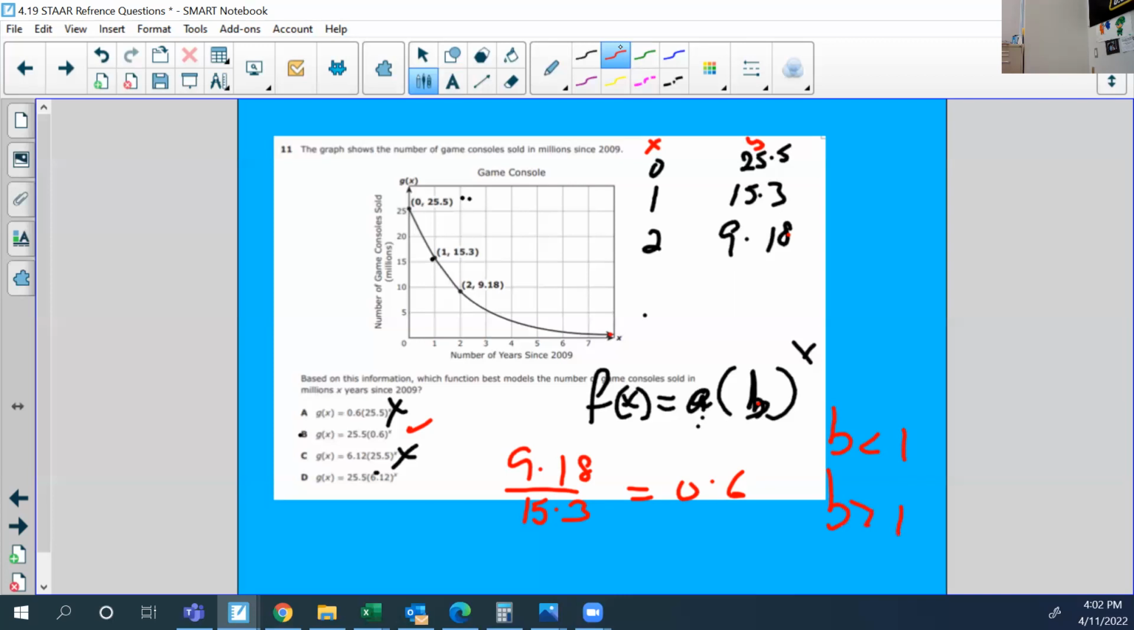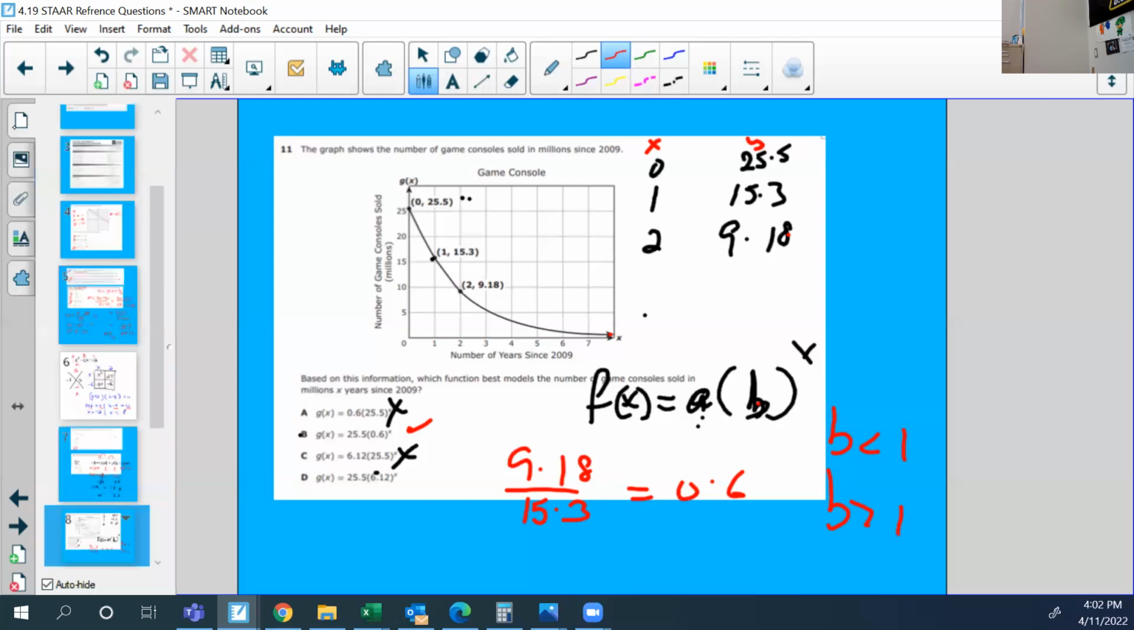All right. So without even doing any calculation, I can just look at the numbers and see which one it is. All right. So those are things I want you guys to get really good at. All right. So that's number 11. Let's see what we have next.